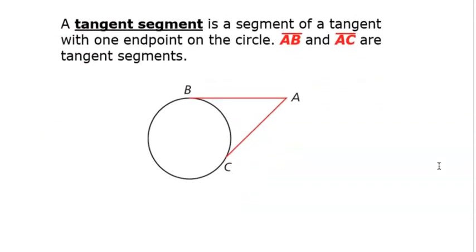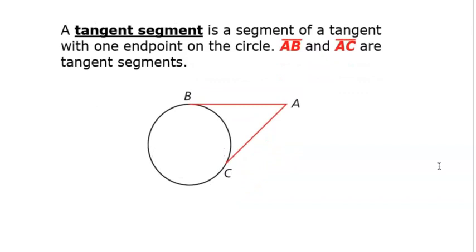Okay, a tangent segment is a segment of a tangent with one endpoint on the circle. Segment AB and segment AC are both tangent segments, right? So they touch the circle at exactly one point as any tangent would, and they stop outside and they meet out there, right? Also reminds me a little bit about Party Hat. Remember Party Hat, where we said that these segments are congruent?